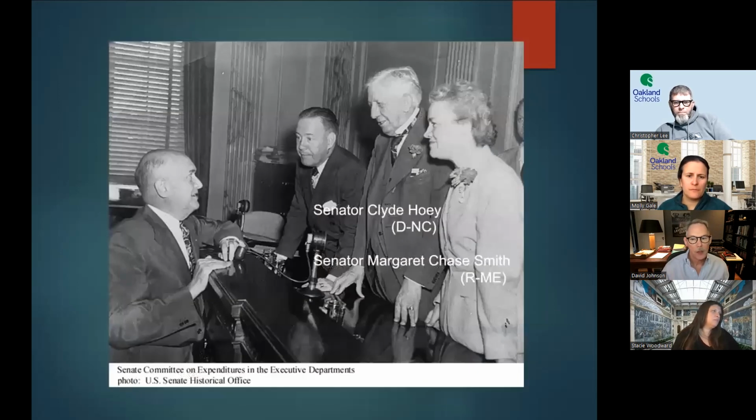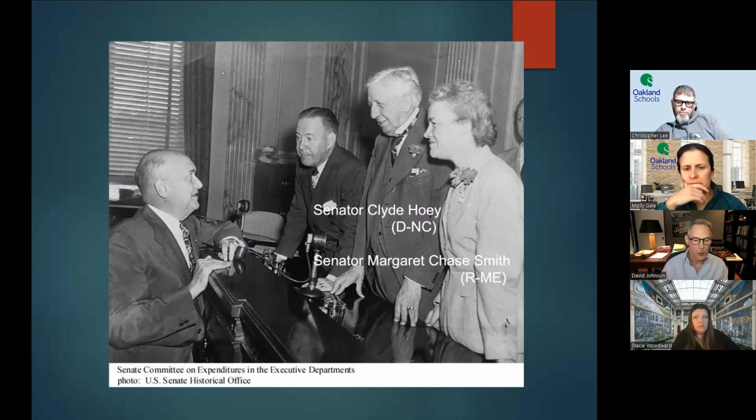By that point, this is a bipartisan effort. This is the head of the committee, Senator Clyde Hoey. He's a Democrat because the Democrats are in charge of the Senate at that point. That's Margaret Chase Smith next to him, the Republican senator from Maine. Margaret Chase Smith famously stood up to Joseph McCarthy. She thought his methods were horrible and denounced him. But she participated in these hearings against homosexuals, participated fully.